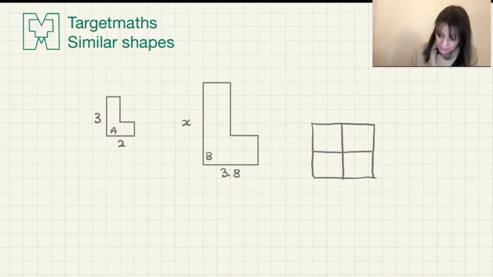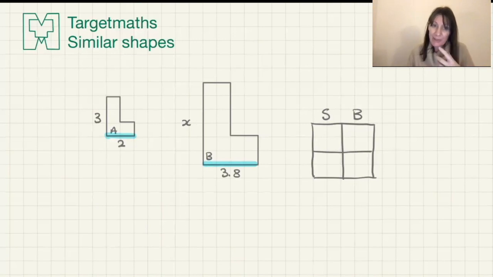I label my columns S for small shape and B for big shape. And then from the diagram itself, I find the connecting pair. There's always a fact that goes together. So that 2 is the base of my L shape, and 3.8 is the base of my enlarged or my similar shape. So those 2 would go side by side because they are paired together. And that's really important. If you don't get the pairing right, then this doesn't work.